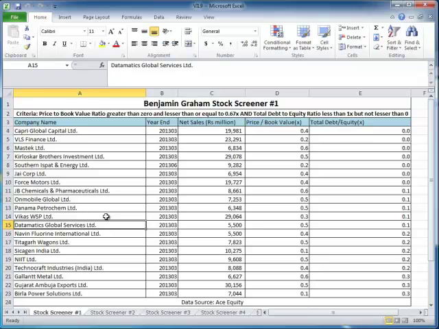So the stock screener, as you can see, is pretty simple to apply. As long as you have these statistics for each company, so you have the price to book, the debt to equity, and the net sales, then it's fairly easy to create these filters.